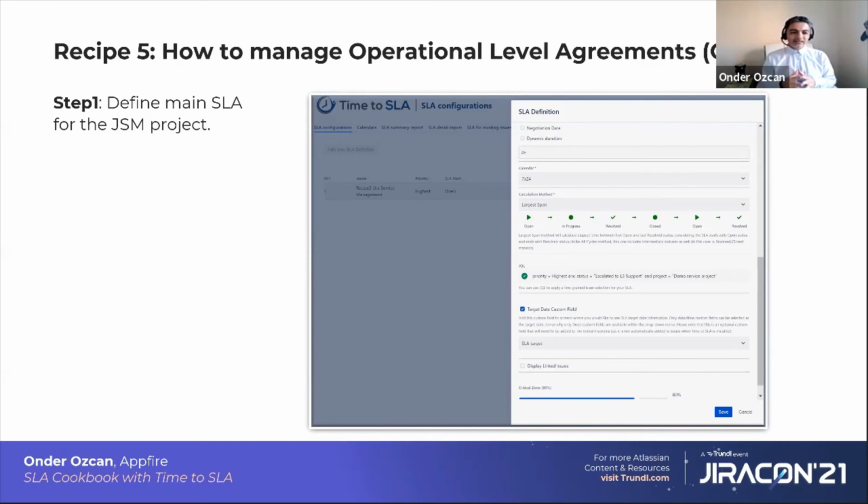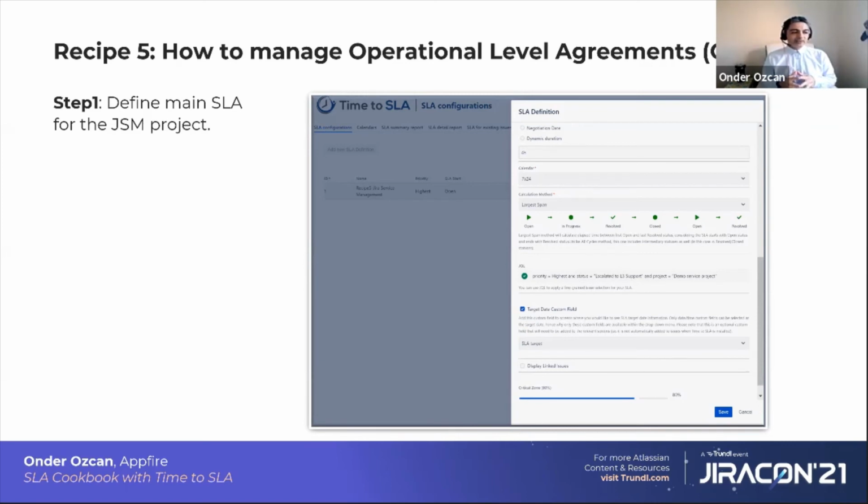Anyway, for the main SLA, it's pretty straightforward. We need to name the SLA. We need to choose the calendar, choose the duration, etc. And we need to, of course, provide the JQL, which is priority should be highest, which is the blocker in this case, and status should be escalated to level 3 support, and the project in this example is the demo service project.